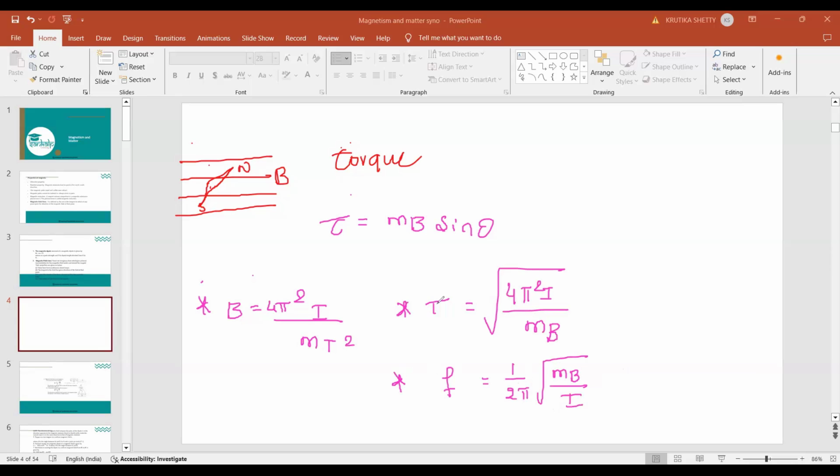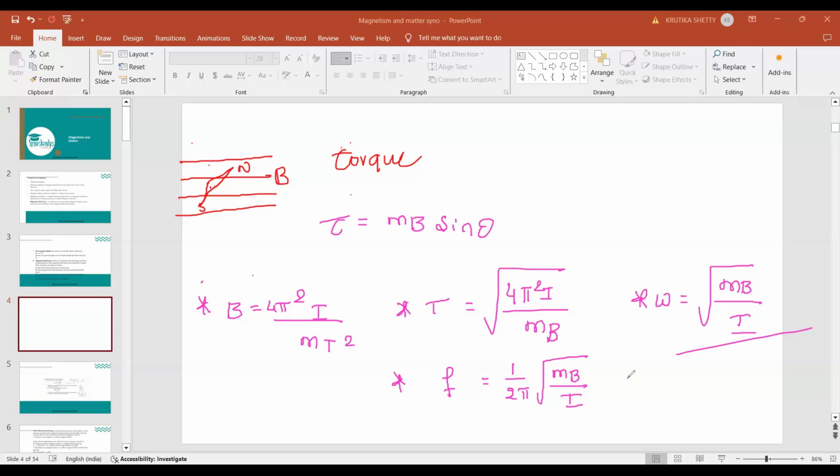Yes. So frequency, time period, torque, magnetic field. Please take down all the formulas here. Similarly, we can write the angular frequency formula also, students. So angular frequency is given by omega is equal to root of mB divided by I. Yes, the terms have the usual meaning. If you don't know any term here, please ask.